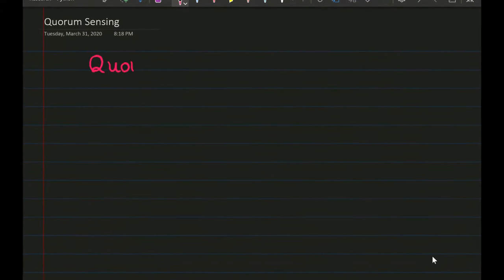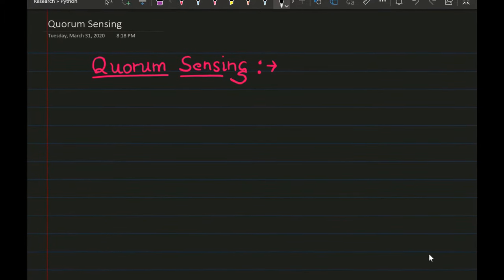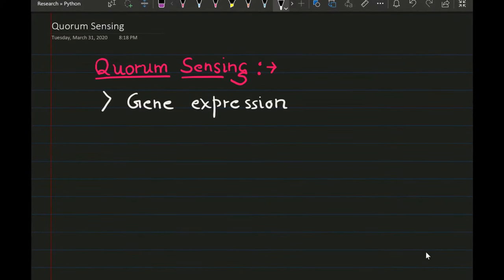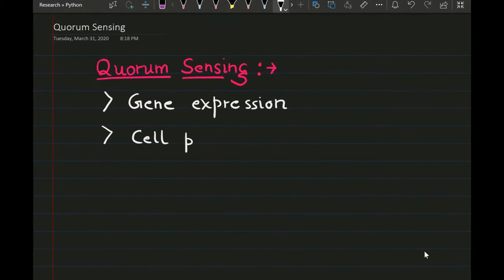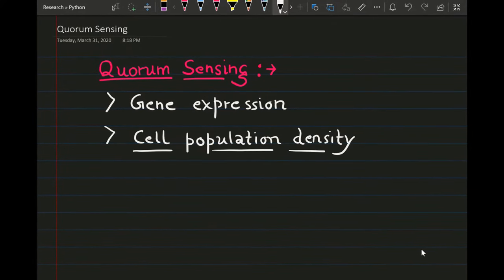Quorum Sensing is a cell-based communication system that controls gene expression under the control of cell population density. Basically, it controls the expression of various proteins at a particular cell density.